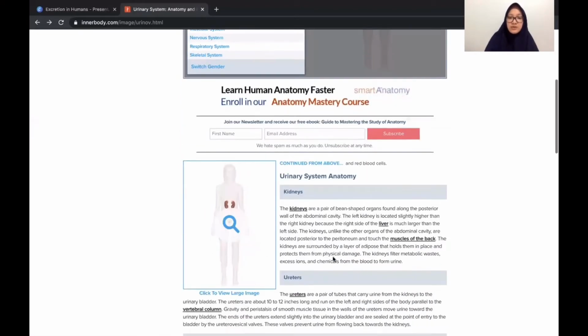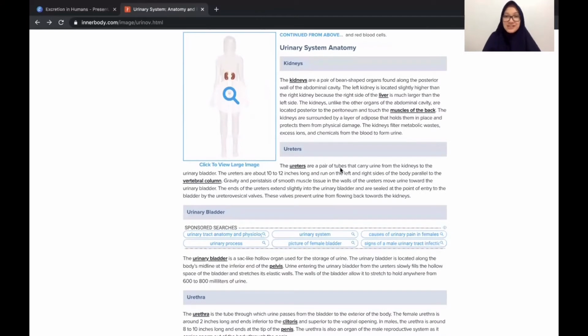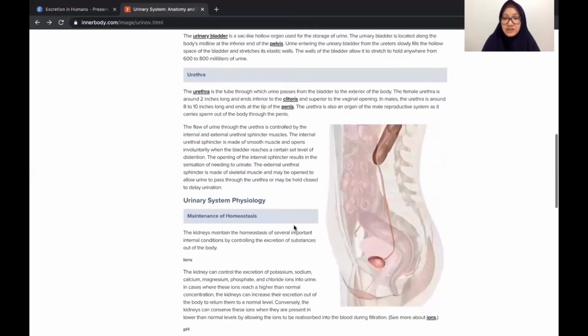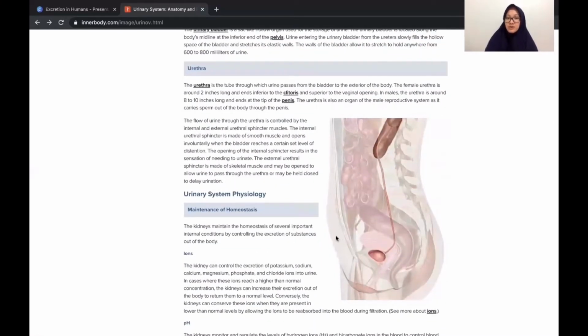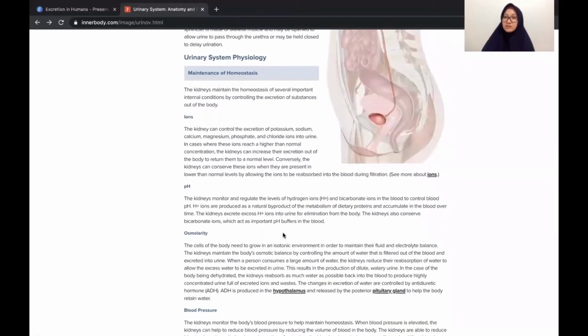And down here we have the same thing, a description of the urinary system anatomy. So the kidneys, the ureters, and the urinary bladder, urethra, and they show you more of the detailed organs here. And also what you have to maintain to have a healthy urinary system.